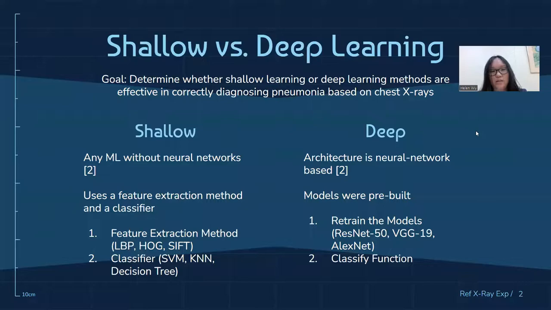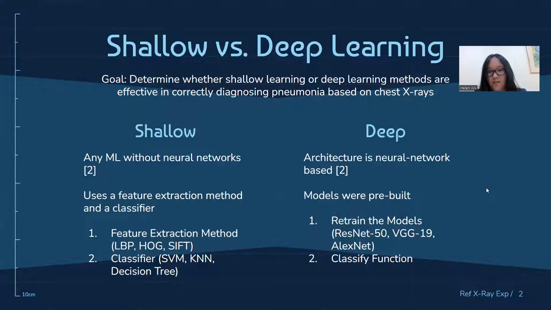Shallow learning is any kind of machine learning that did not involve neural networks. And this would include instead a feature extraction method and a classifier. Now, deep learning was any kind of method that had neural networks in it. And these models were already pre-built, so all I had to do was retrain the models using MATLAB's functions and then use the classify function to test the data.